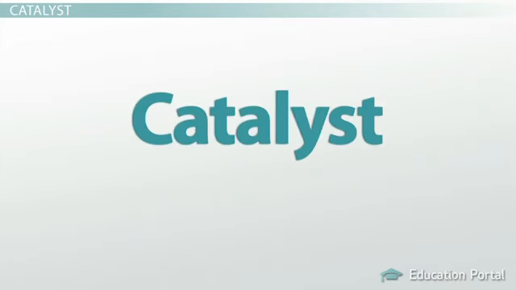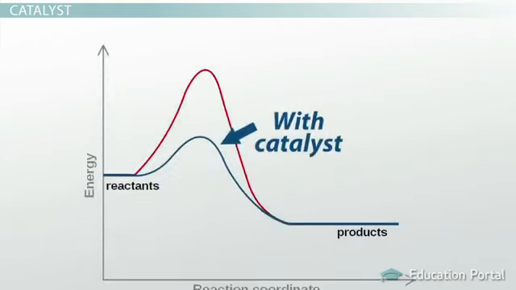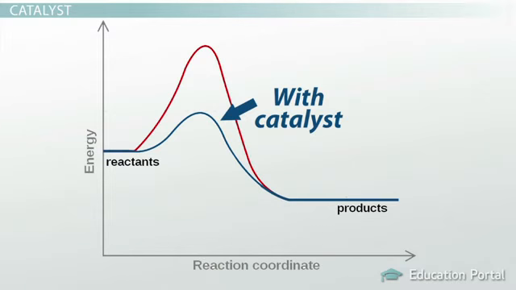A catalyst is a substance that changes the rate of a chemical reaction without being consumed in the reaction. A catalyst is never used up. It is regenerated by the chemical reaction, so it can be used again and again. Catalysts work by lowering the activation energy a reaction needs in order to proceed. It lowers the hill. It does this by creating a different pathway for the reaction to take to get to its final product.